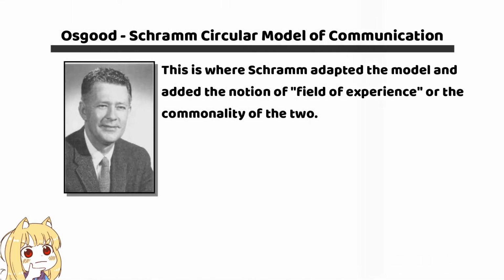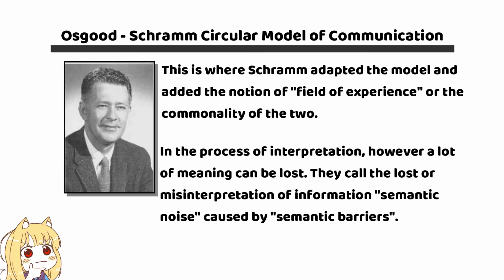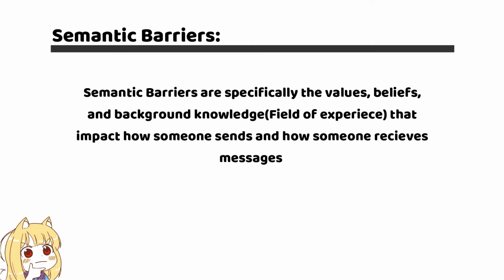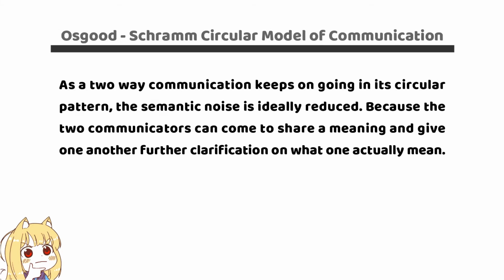This is where Schramm adapted the model and added the notion of the field of experience, or the commonality of the two. In the process of interpretation, however, a lot of meaning can be lost. They call the loss or misinterpretation of information the semantic noises, caused by these semantic barriers. So what are those semantic barriers? Semantic barriers are specifically the values, beliefs, and background knowledge that impact how someone sends and how someone receives messages. As a two-way communication keeps on going in its circular pattern, the semantic noise is ideally reduced because the two communicators can come to shared meaning and give one another further clarification on what they actually mean.